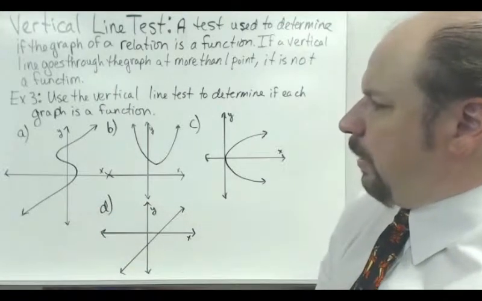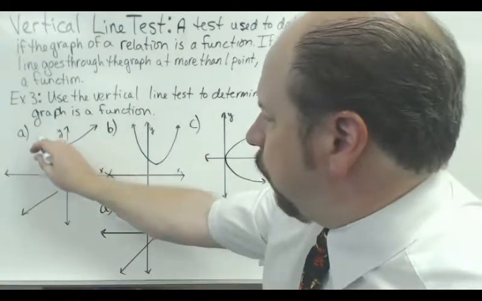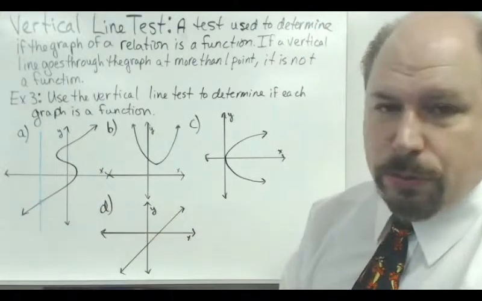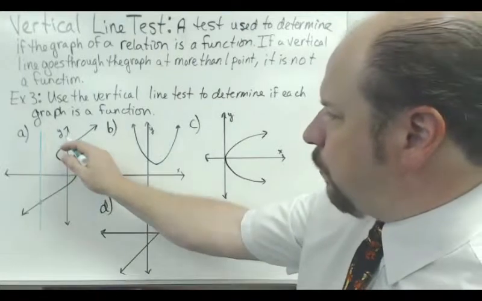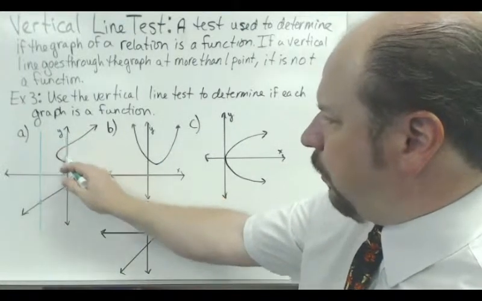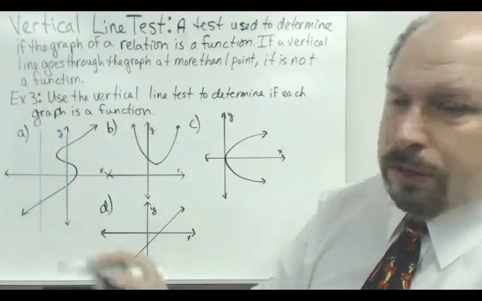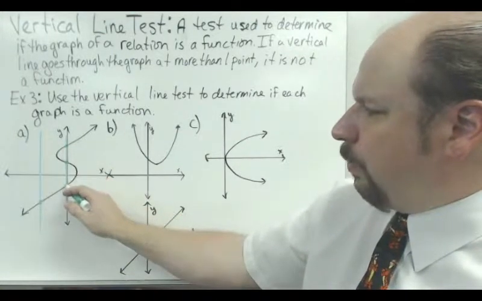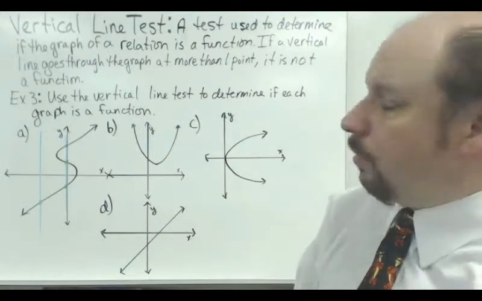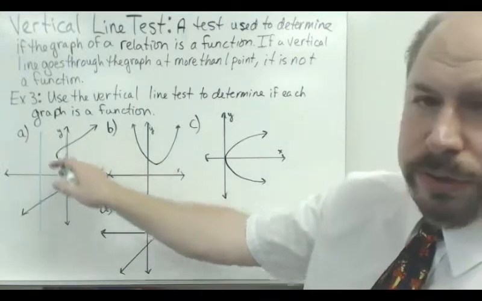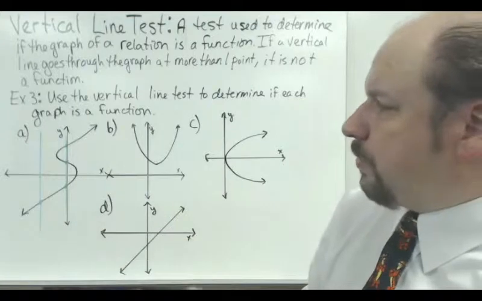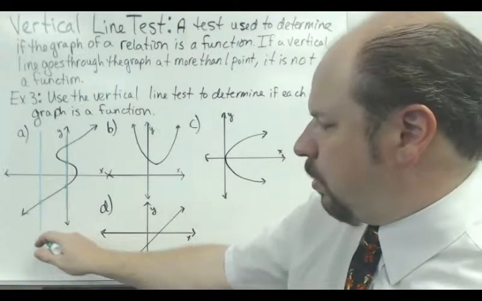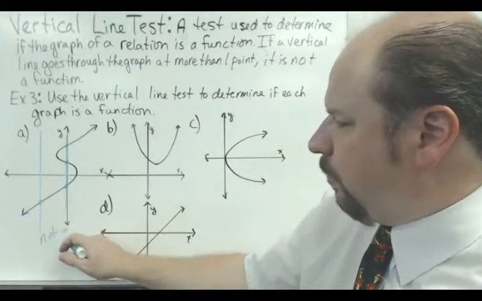So if we look at A here, if we put a vertical line over here, notice it only goes through the graph at one point. So we're okay over here. But what happens when we come over here, say right on the y-axis? Notice it goes through the graph more than one time. In fact, it goes through the graph 3 times altogether. So because this vertical line is going through the graph more than one time, this one is not a function. So not a function.